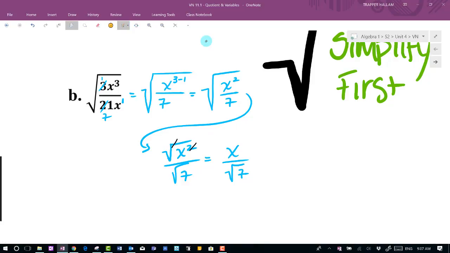However, we're about to learn that we can't leave a radical in the denominator, and that's going to be for the next section of notes. So for now, this one's done. After the next section of notes, we'll need to take this a step farther.